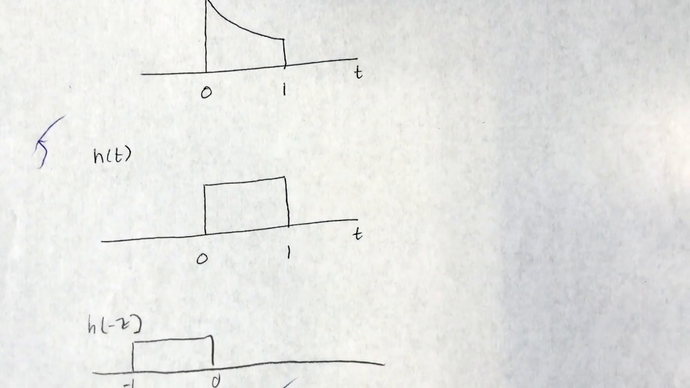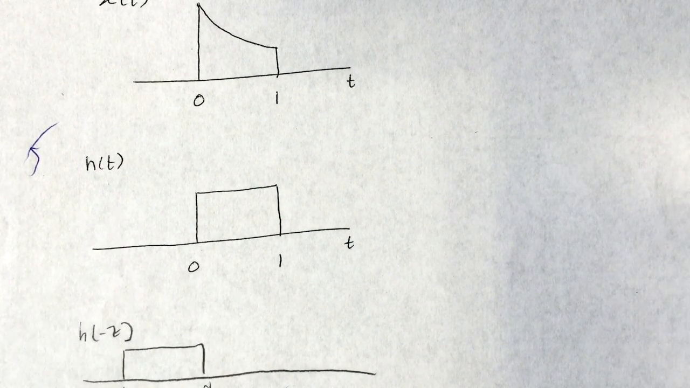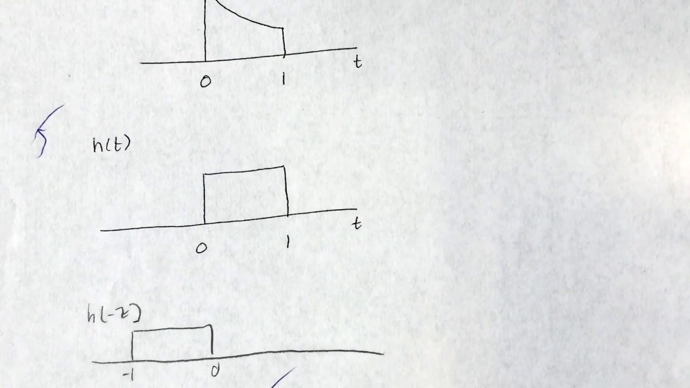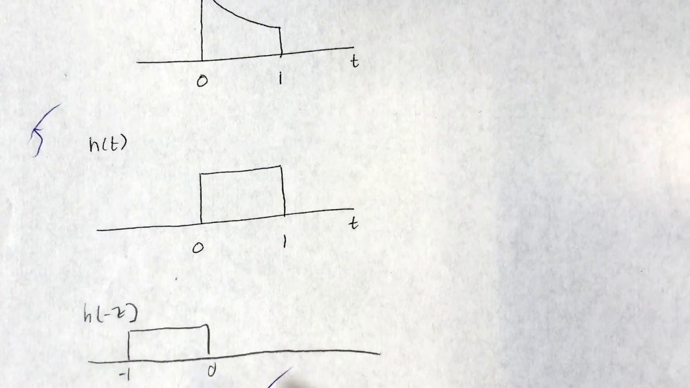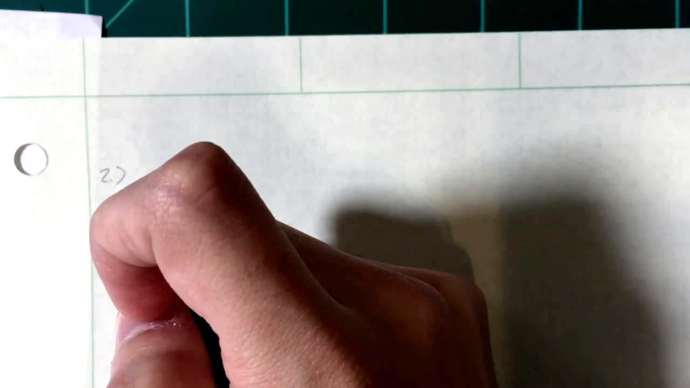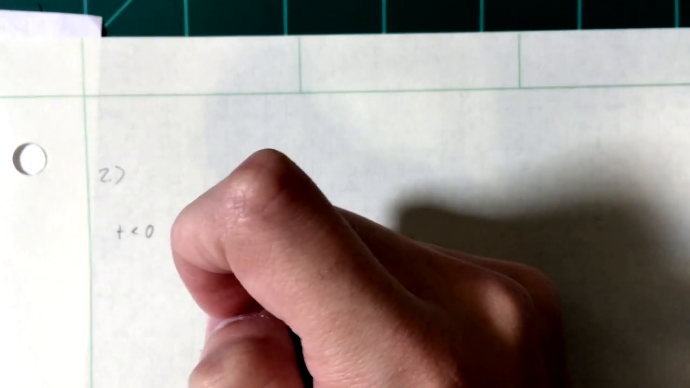So like I said, I like to draw h of negative tau in this case. And so we see that when t is less than 0, these will not overlap. When t is less than 0, this will be shifted off by some value over here, and they just don't overlap. So we know that when t is less than 0, y of t will equal 0. So question 2, when t is less than 0, y of t is equal to 0.